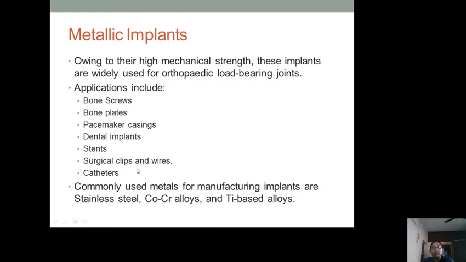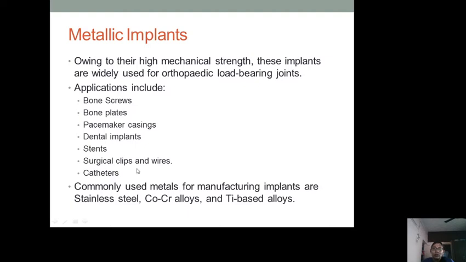Owing to their high mechanical strength, these implants are widely used in areas where you require a lot of load bearing. Orthopedic load-bearing joints are one of the common examples of where metals are used. Other applications include manufacturing bone screws and bone plates, which are basically orthopedic load-bearing implants. Then you've got the casing of the pacemaker, the hermetically sealed outer covering, which protects the electronics inside. Then you have dental implants, stents, surgical clips and wires, as well as catheters.